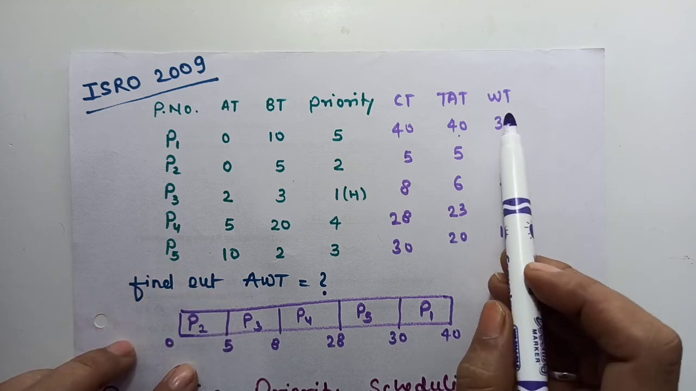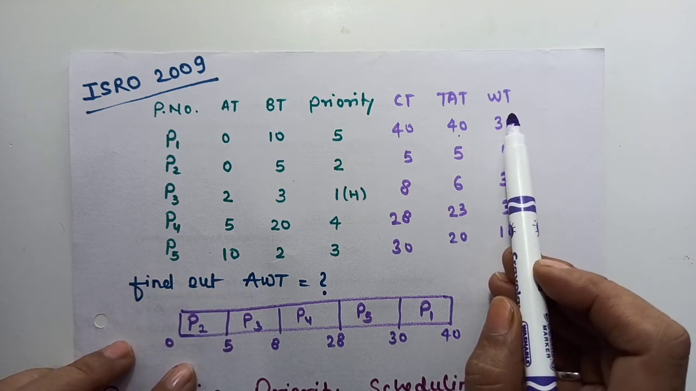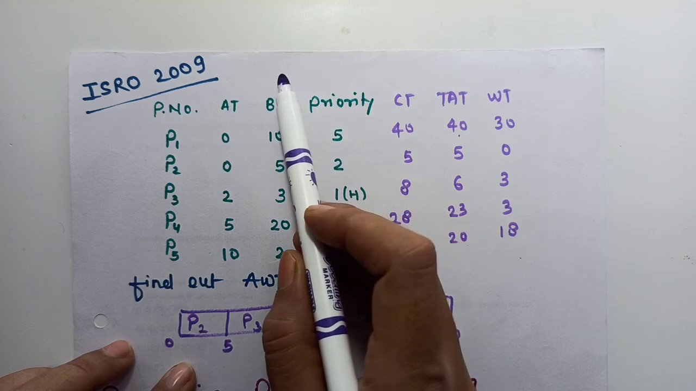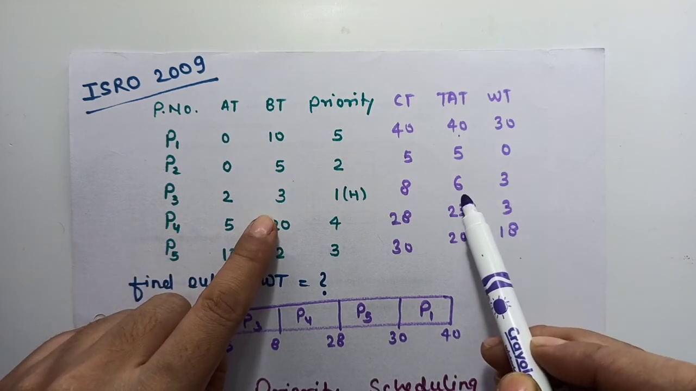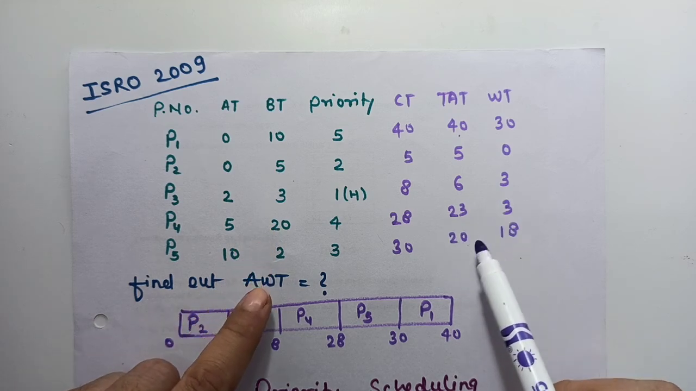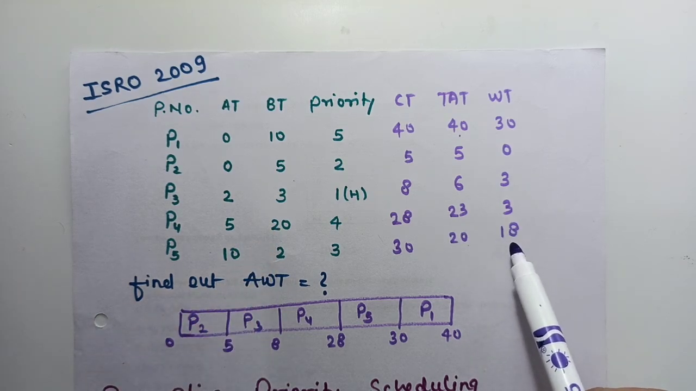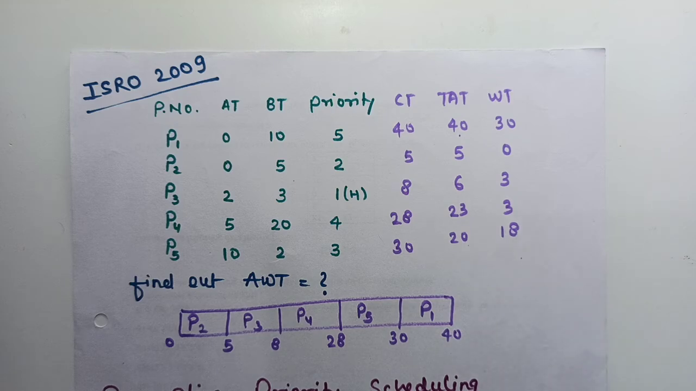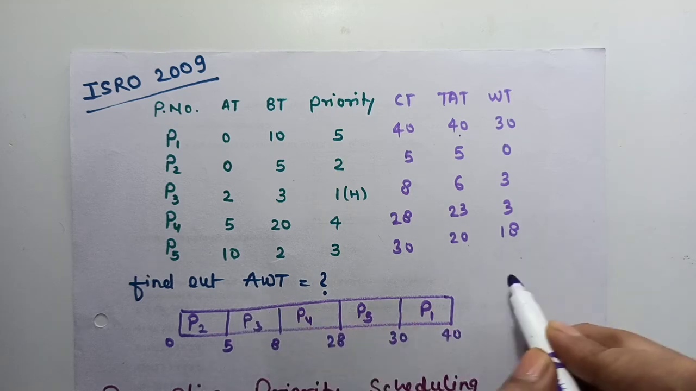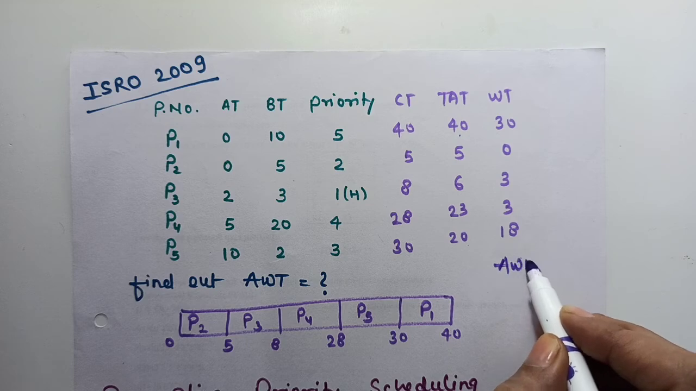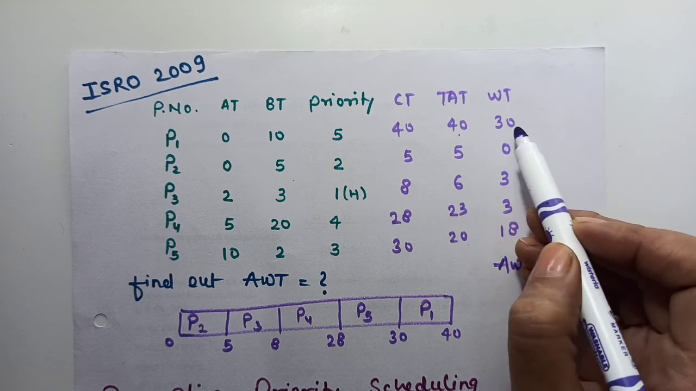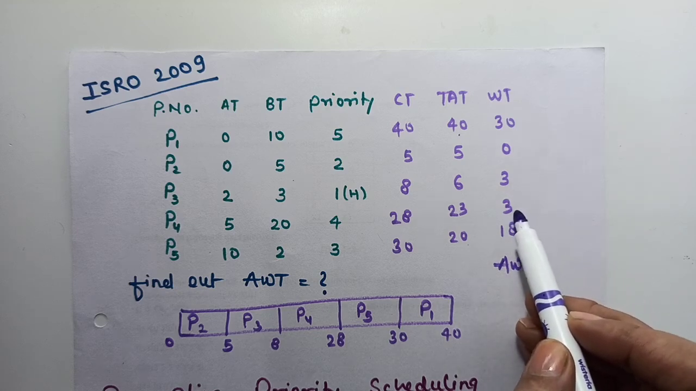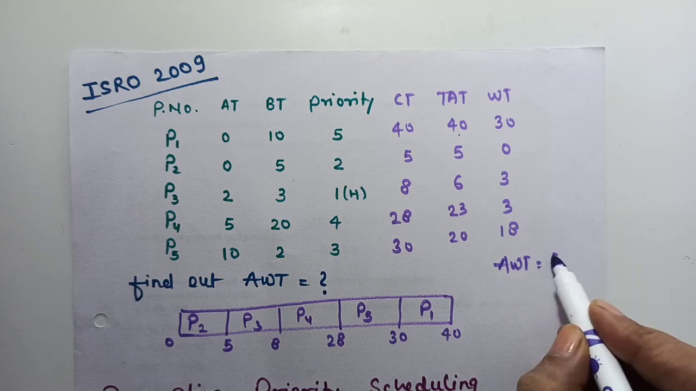Okay, and what about the waiting time? Waiting time can be calculated by turnaround time minus burst time. So 40 minus 10, 30; 5 minus 5, 0; 6 minus 3, 3; 23 minus 23, 0; 20 minus 2, 18. So in this way you can calculate the required average waiting time. Adding all these waiting times of all the processes: 30 plus 3, 33; plus 3, 36; plus 18, it is 54.